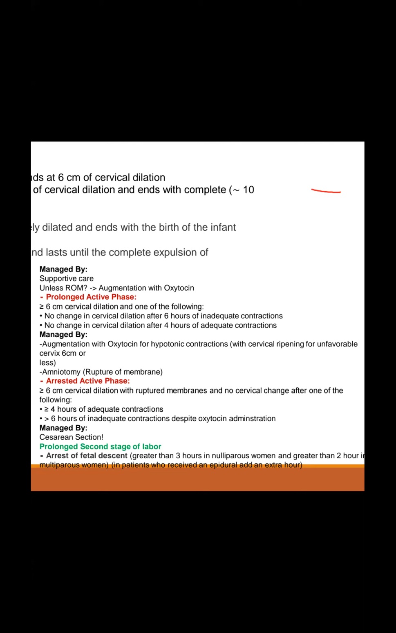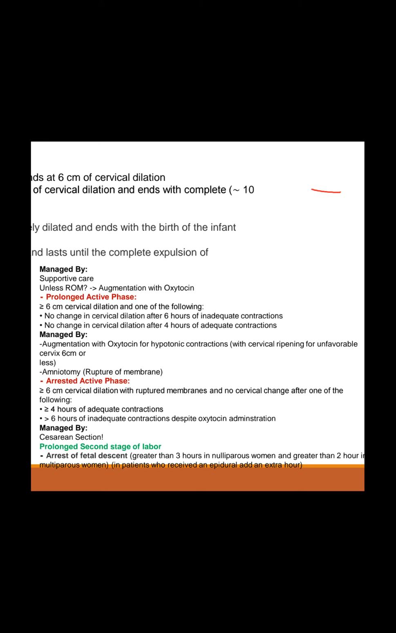Prolonged active phase. Prolonged active phase means what? The cervix is more than 6 centimeter dilated, like 6 or 7 centimeter, but the contraction is inadequate. Uterine contraction is not adequate within 4 hours. So these are the definitions for the prolonged active stage. We have to manage by oxytocin in prolonged active phase.